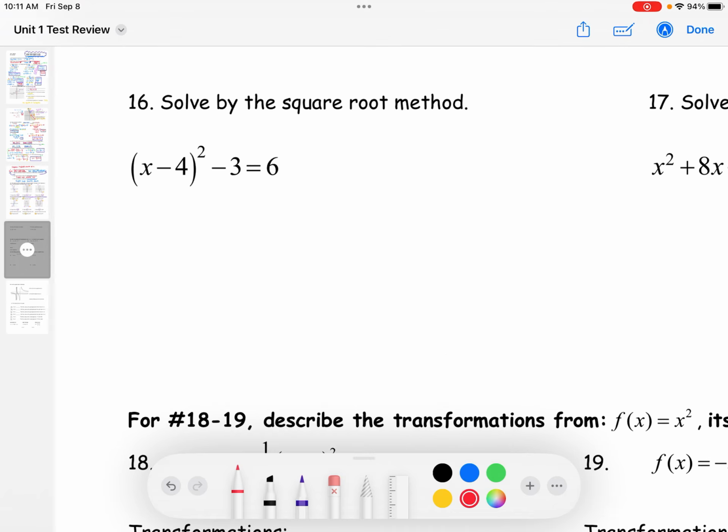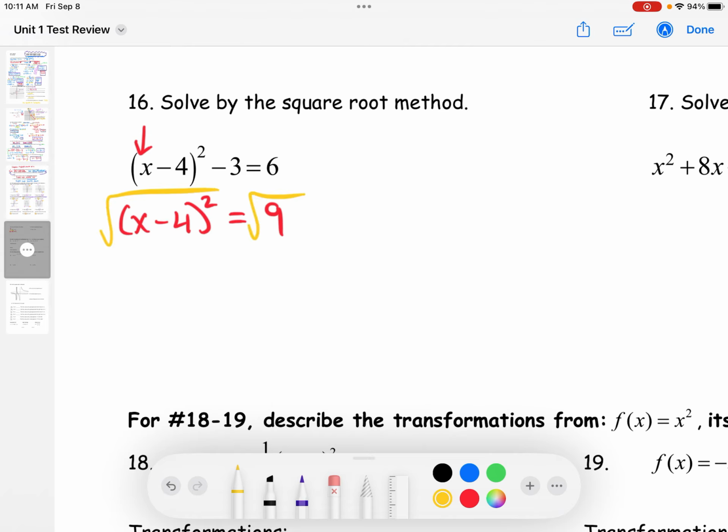If we look at number 16, it asks us to solve by the square root method. Since there's only one x in the equation and it is squared, we can just isolate that x instead of expanding it and then doing some other things. So isolate that x, we'll add the 3. So x minus 4 all squared will equal 9.